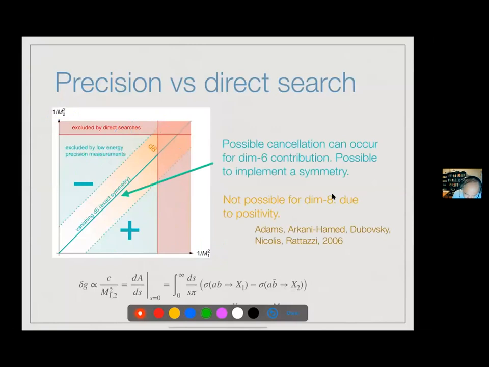Yeah, so this also highlights a very important point, right? There is this diagonal line, which marks the exact cancellation between these two contributions. And it's possible to impose some symmetry. If it's possible to impose some symmetry, you can guarantee such a cancellation. This is a specific feature of dimension six operators: their corrections to the low energy observables can be made to cancel by imposing some symmetry. It's not possible for dimension eight operators, for example, because for dimension eight operators everything on the right hand side of this equality will be positive. That's why they have a positivity bound. Therefore you cannot play one against the other to cancel their contributions.